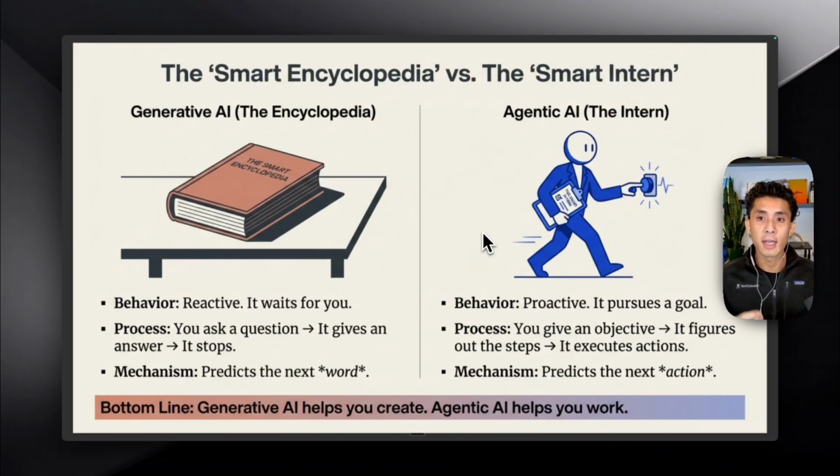You turn the book to penguins and then you get to learn more about them. So the process is you ask a question, it gives an answer, and then it stops there. But if you think about agentic AI as the intern, that entire process is completely different. The behavior of an intern is proactive. All you need to do is give it a goal and it'll figure out every way to accomplish that goal. And I think I just called an intern an it, but a person. And the process that the intern will follow is that you give it an objective, it figures out the steps, and then executes actions to accomplish that goal. So the bottom line is that generative AI helps you create, but agentic AI helps you work.